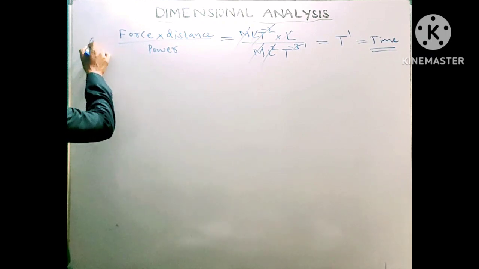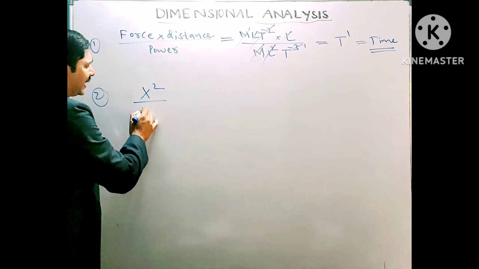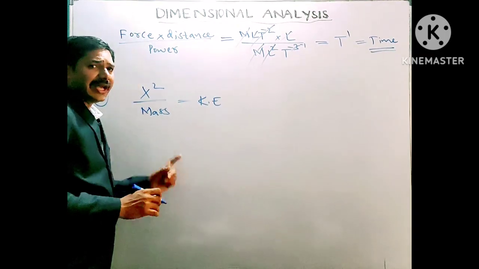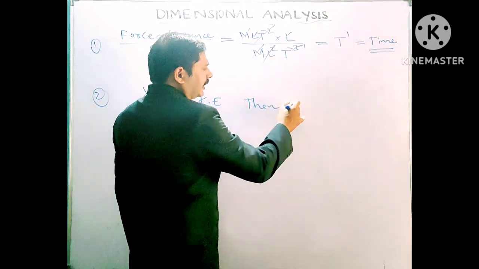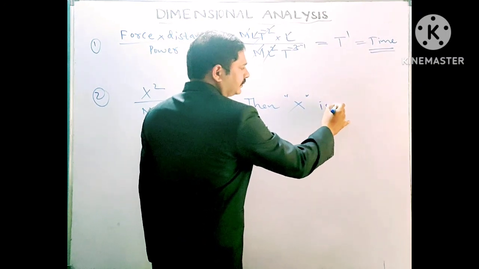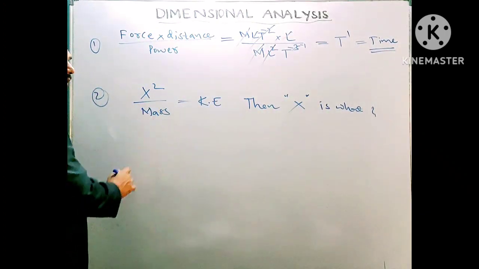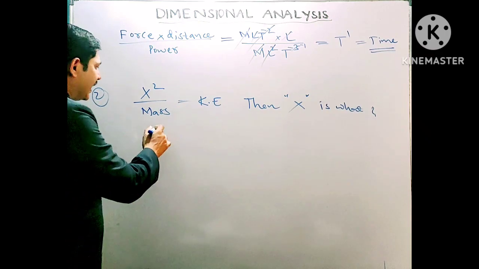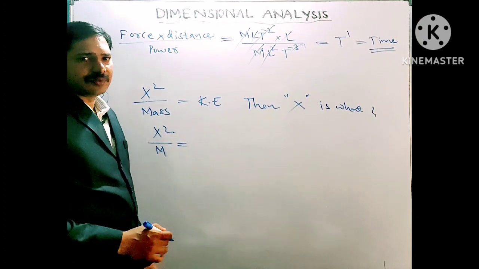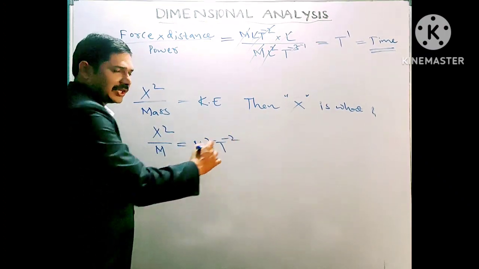One more question I am giving. Okay, if x square by mass is equal to kinetic energy, then x is what? They are asking question. Okay, we'll substitute the dimensional formulas on both the sides. X square by mass dimension formula is what? Capital M. Kinetic energy, so is nothing but energy dimension formula is what? ML square T to the power of minus 2.